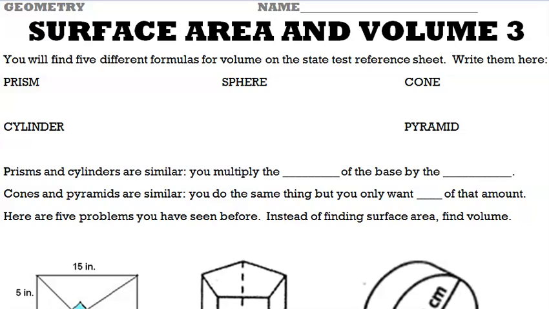Hey everybody, today we're going to work on surface area and volume lesson number 3, and we are basically going to combine all of the different volume formulas into one lesson. Now volume is just how much stuff you can put inside of something. It's a three-dimensional measurement. How much space is on the inside of a figure.